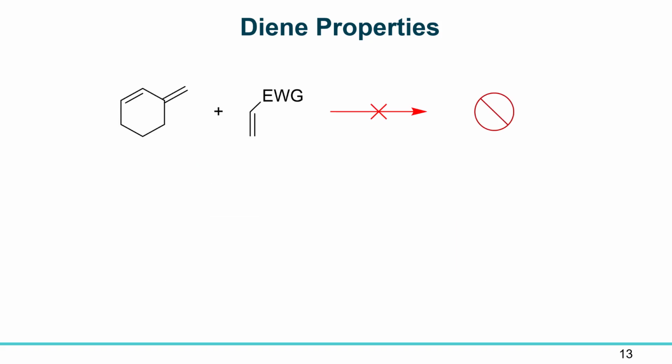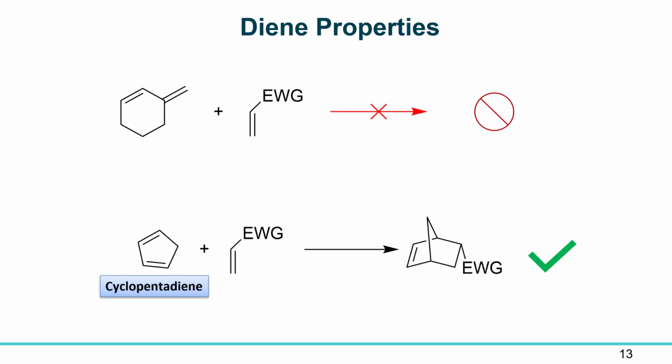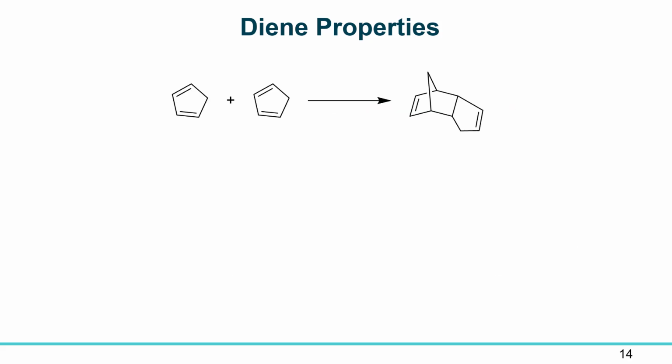This means that molecules unable to adopt the S-cis conformation, like the 3-methylidene cyclohexanone shown above, cannot participate in a Diels Alder reaction. Some molecules, like cyclopentadiene, are always in the S-cis conformation and are more readily able to undergo the Diels Alder reaction. In fact, cyclopentadiene is so reactive towards the Diels Alder reaction that even at room temperature, a molecule of cyclopentadiene can react with another molecule of itself to form dicyclopentadiene.